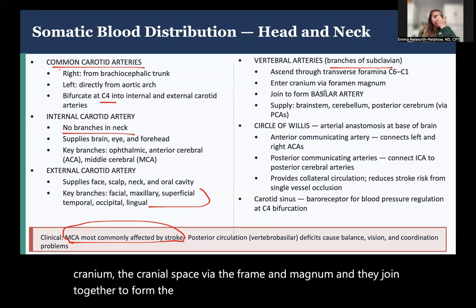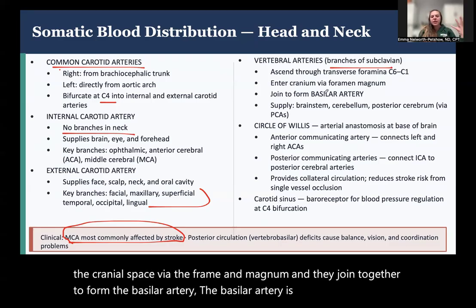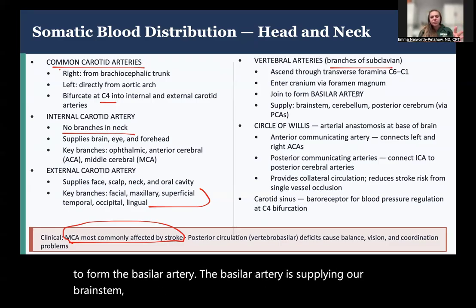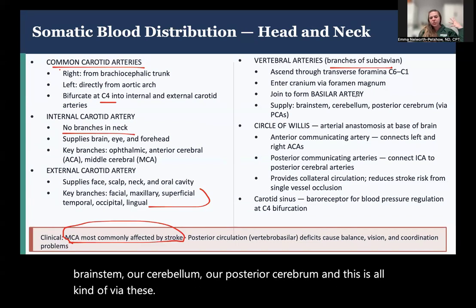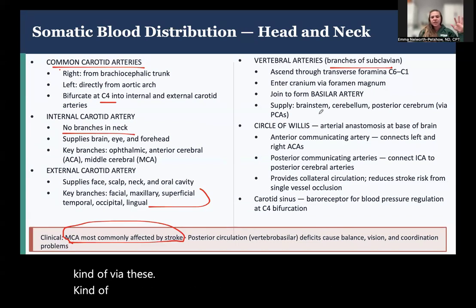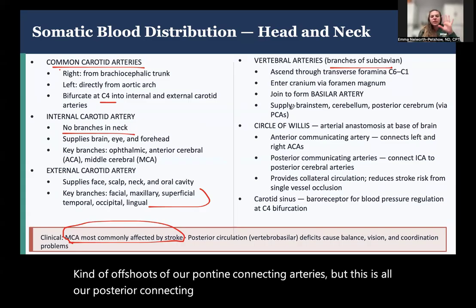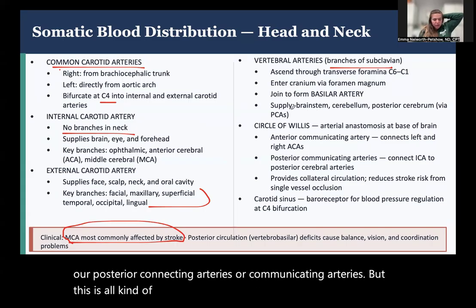artery. The basilar artery is supplying our brainstem, our cerebellum, our posterior cerebrum, and this is all kind of via these offshoots of our pontine connecting arteries. But this is all our posterior connecting arteries or communicating arteries. But this is all kind of like supporting this back portion of the brain and this brainstem of the brain.